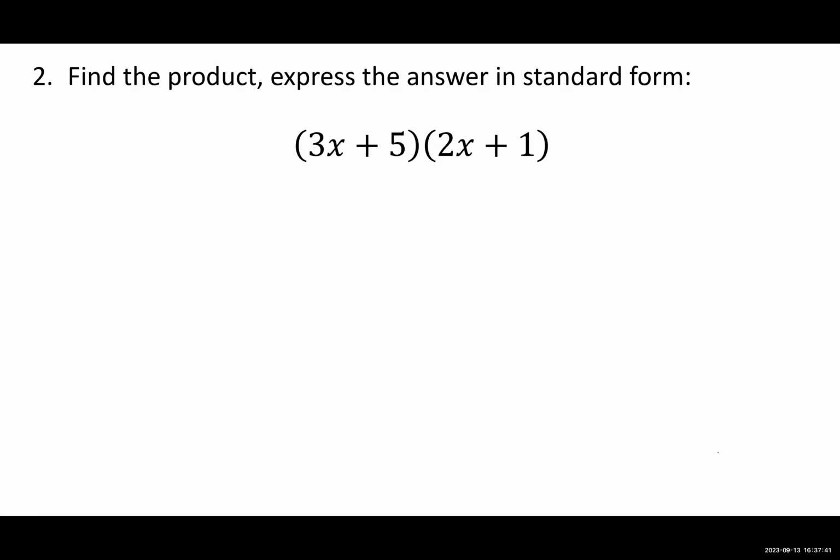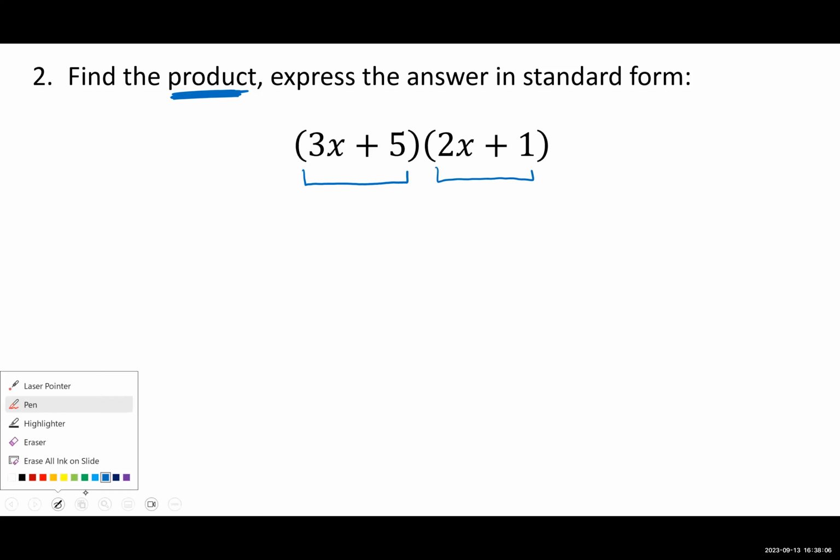In the previous problem, we had addition and subtraction. In this case, we have multiplication. So find the product. Remember, the word product means multiplication. We want to express the answer in standard form. We have polynomial number 1, which is 3x plus 5, and polynomial number 2, which is 2x plus 1, and we want to multiply these two together.